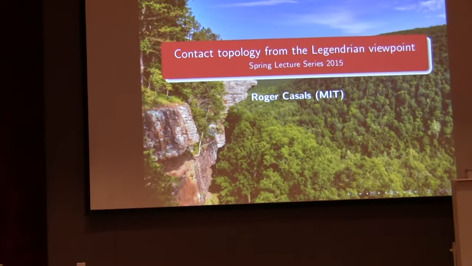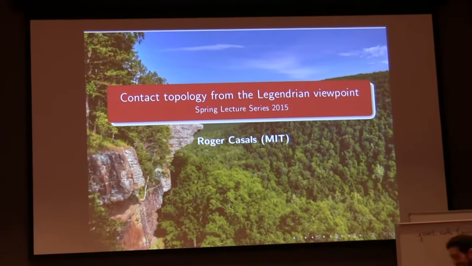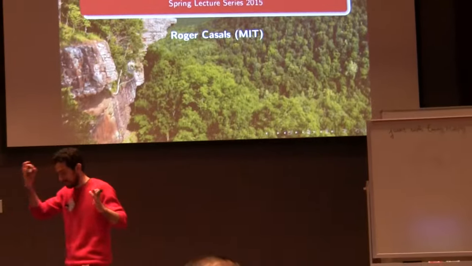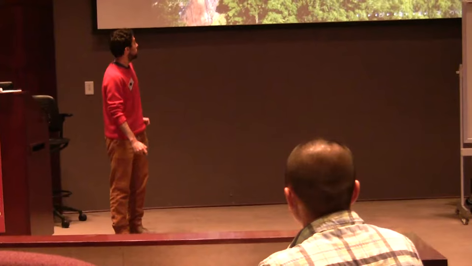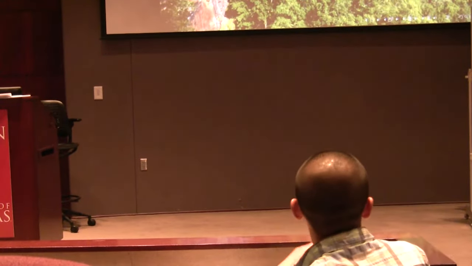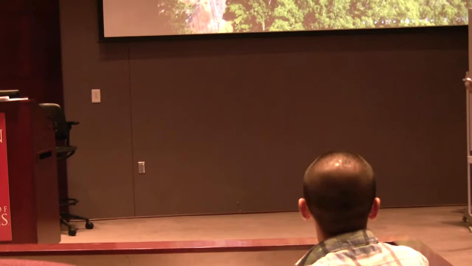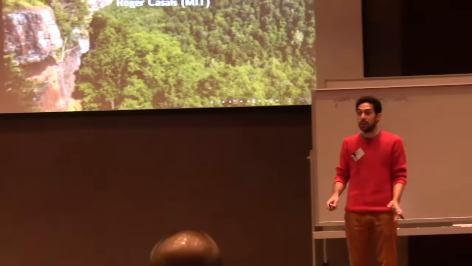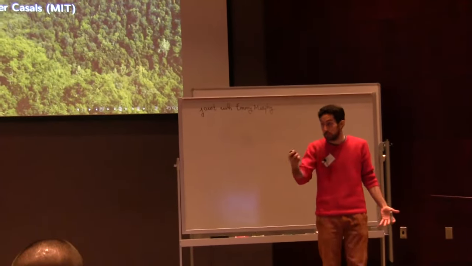So, first of all, this is joint work with Emmy Murphy, and the preprint will come out very soon. It's essentially the LaTeX and everything, but we just haven't done it yet. It says contact topology from the Legendrian viewpoint, but it should say contact and symplectic topology from the Legendrian viewpoint. So the first talk is going to be essentially contact. I'm going to try to restrict myself really to contact structures, open books, and Legendrians. And then the second talk, which is going to be after a 20 minute break, is going to go into the world of symplectic topology, where Lefschetz and bi-Lefschetz fibrations will appear.